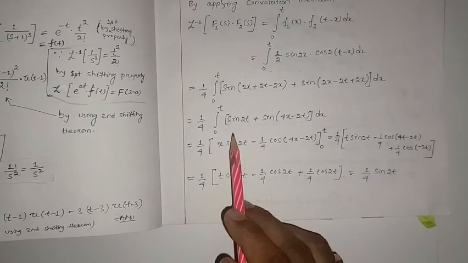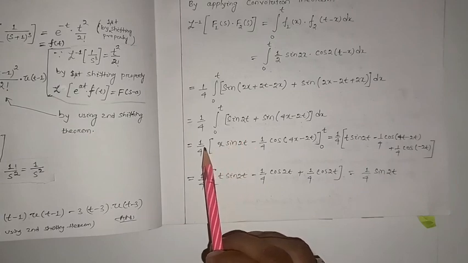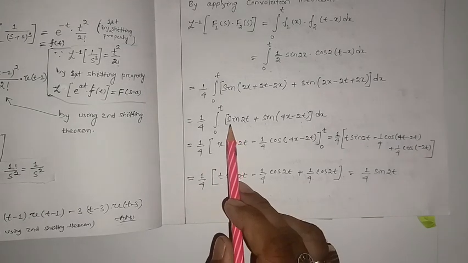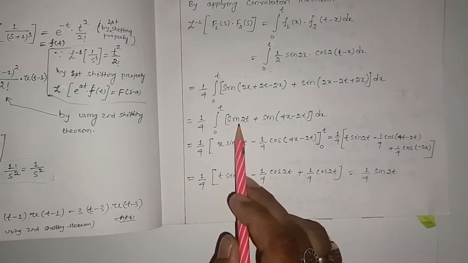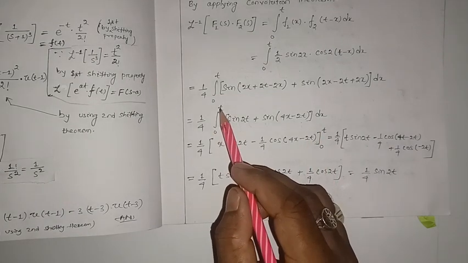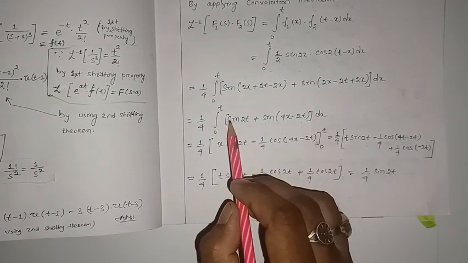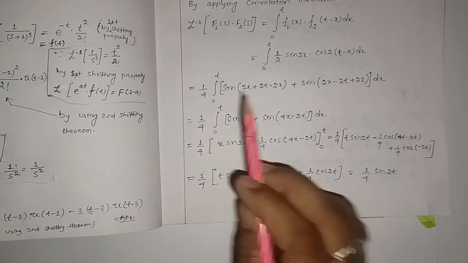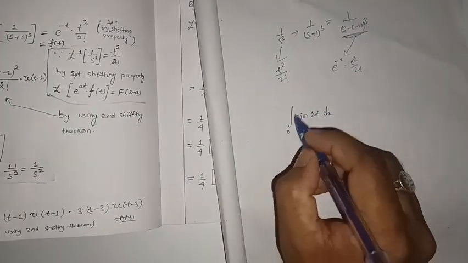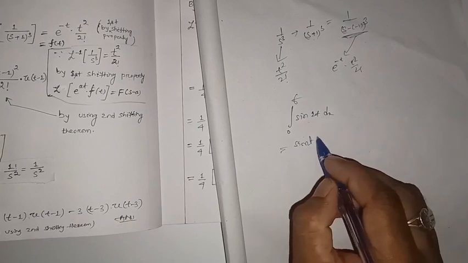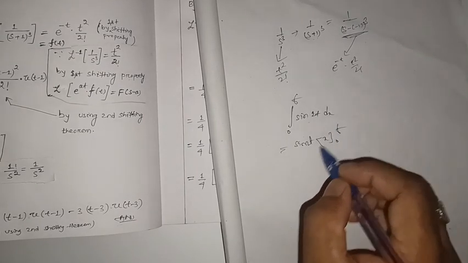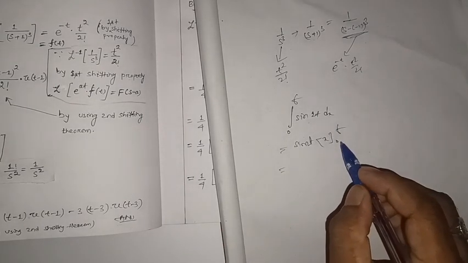Now we consider the integration. Here you can see sin 2t will be a constant when we integrate with respect to x. So the integral from 0 to t of sin 2t dx has sin 2t taken outside, and the integration of dx will be x from 0 to t.